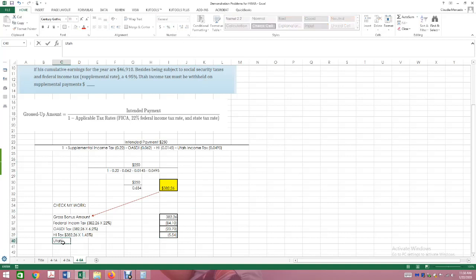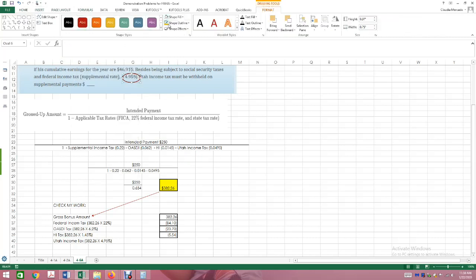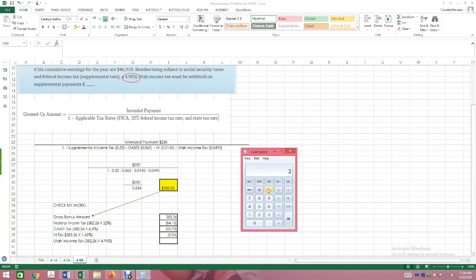And last but not least, we have our Utah income tax. Okay, and that is 382.26. The rate for the income tax is 4.95%, and that was provided in the problem right here. The rate for the tax was given to you right there. So that gives me 382.26 times 4.95%. That gives me 18.92.